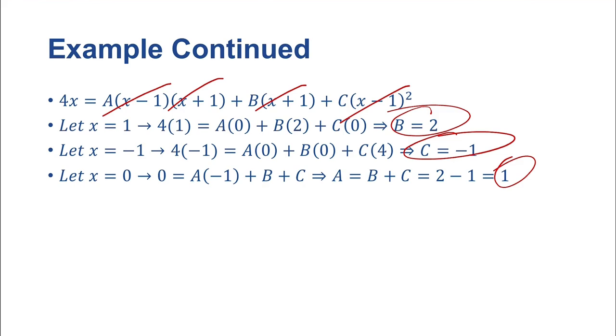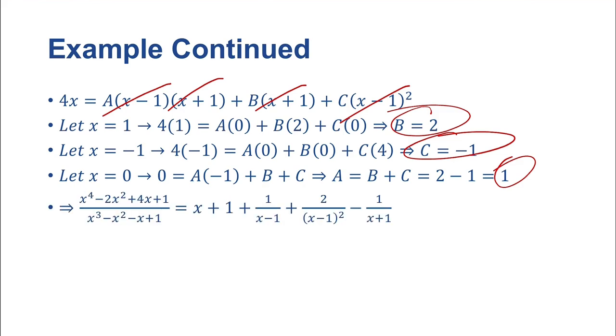Well, now we are ready to insert this all back into a lovely partial fraction decomposition, but we can't forget that term that we got from the synthetic division. So we get x to the 4th minus 2x squared plus 4x plus 1 over x cubed minus x squared minus x plus 1 is equal to x plus 1 plus 1 over x minus 1 plus 2 over x minus 1 squared minus 1 over x plus 1.